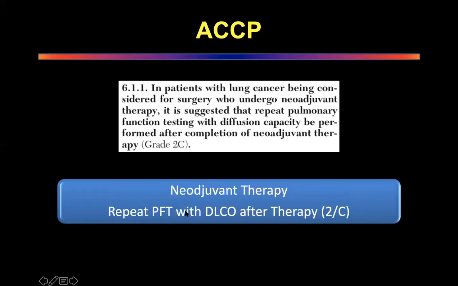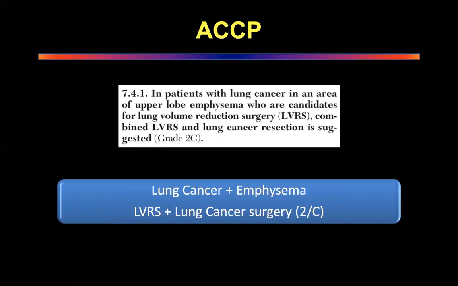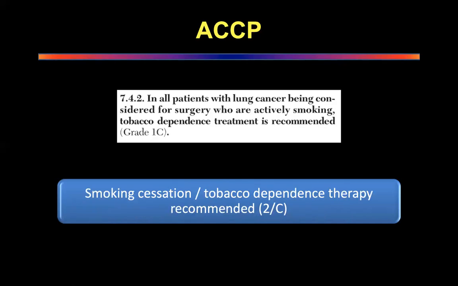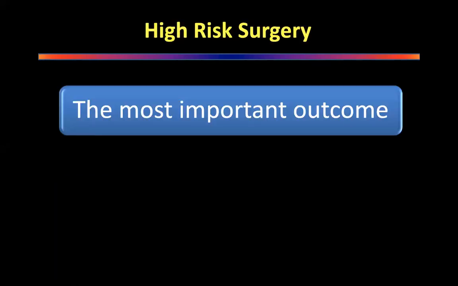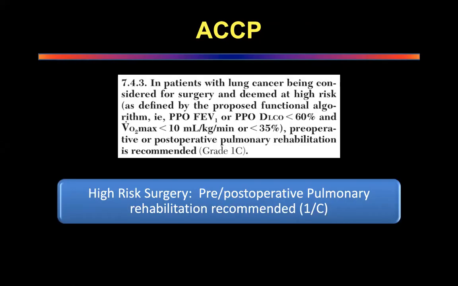Neoadjuvant therapy: if you've given neoadjuvant therapy, you have to repeat PFTs with DLCO after the therapy before he is considered for surgery. So you have to look at new numbers, not the old numbers. You can do LVRS plus lung cancer surgery, quite important. Smoking cessation, tobacco dependence therapy is highly recommended, you must do it. High-risk surgery, you must do pre and post-operative pulmonary rehabilitation, again recommended, 1C, that's quite a good recommendation. So these are the ACCP guidelines.